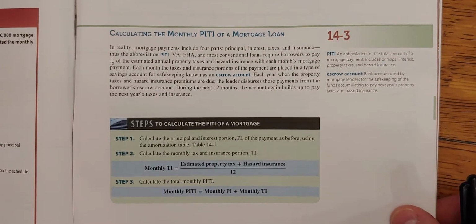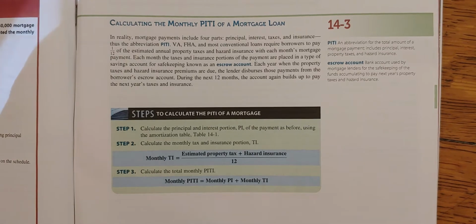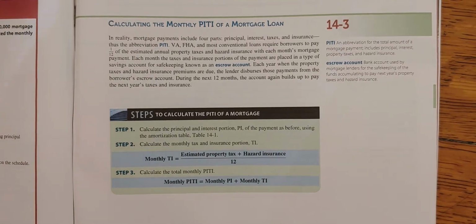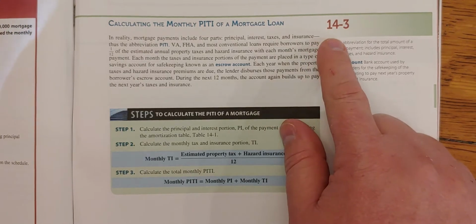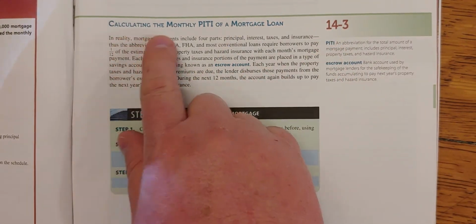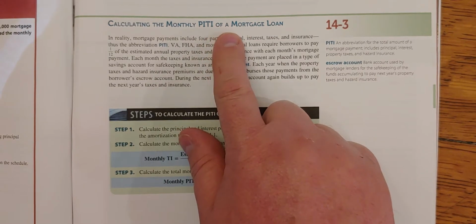Welcome back. Here is section 3 that we're going to work on right now. Section 3 is basically, as I started to explain at the end of the practice for section 2, what we want to do is calculate the monthly PITI of a mortgage payment.